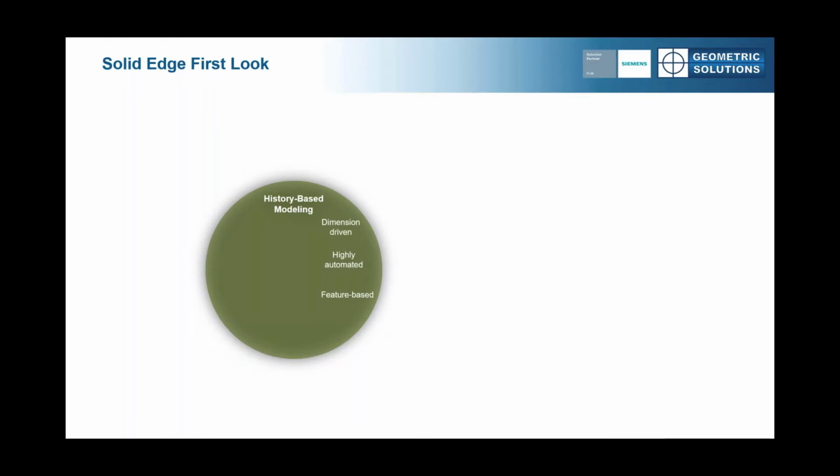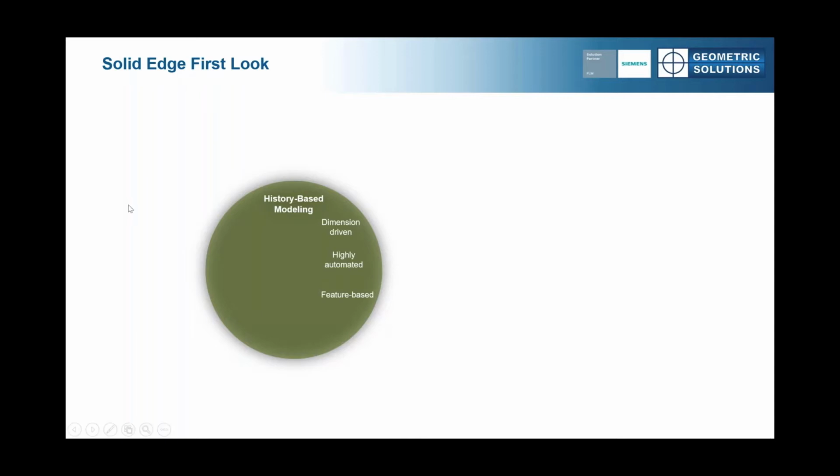The nice thing about history-based modeling is you can have your models, they're driven by dimensions. They can be very highly automated. So if you think about a part family, having one part that creates multiple children, history-based modeling works great for that. And also you can have features. And the nice thing about a feature is you're able to go back and edit it.